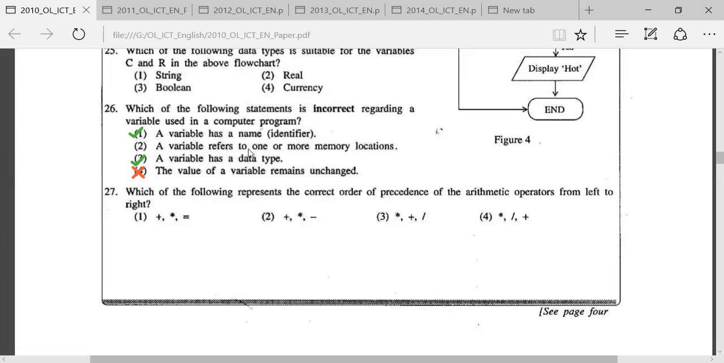A variable refers to one or many memory locations. In computer programming, a variable can be referred in any number of locations, whatever we need, 2 or 3 or 4 or 5, right? So no issues. So that's why the answer option will be the fourth answer option.